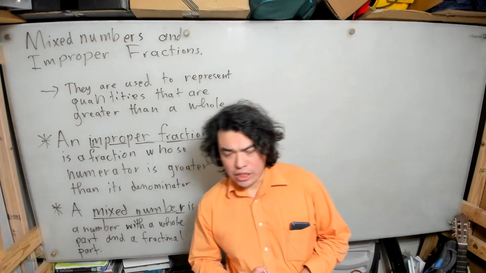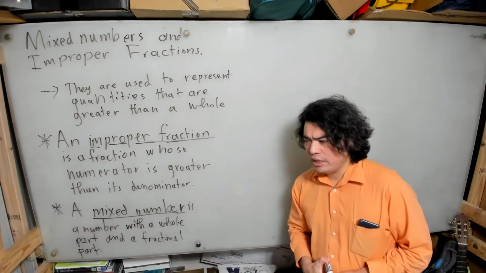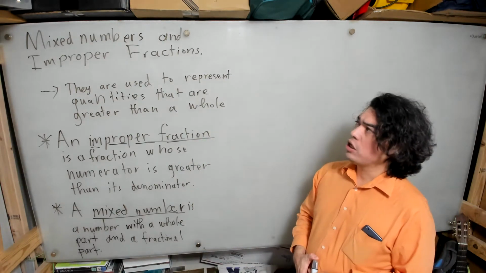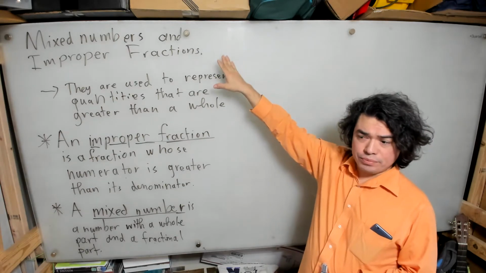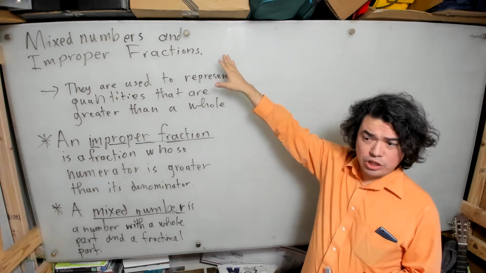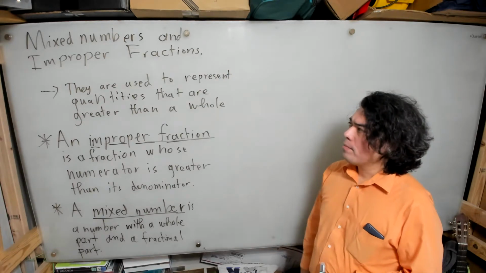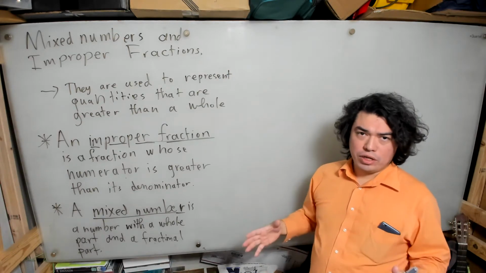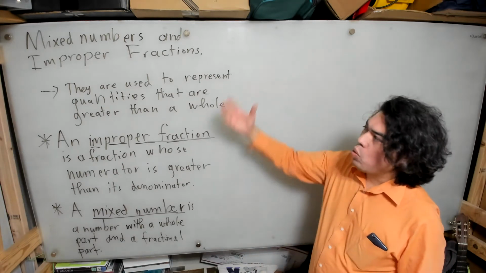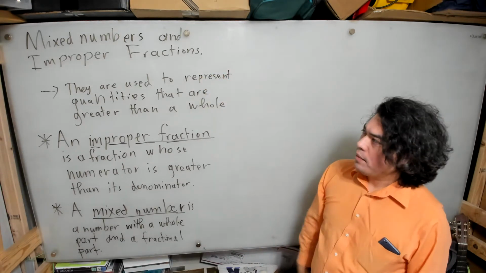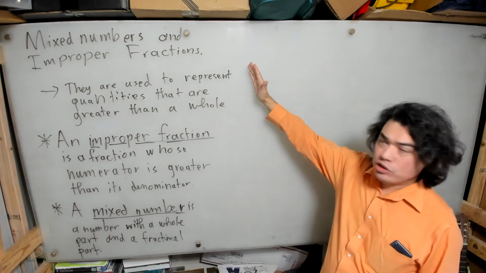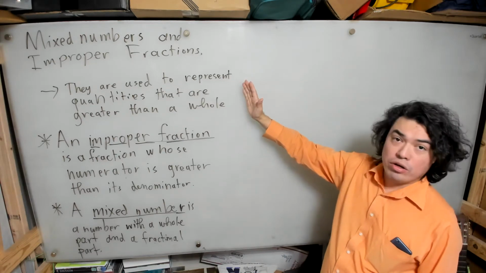Now, in this lecture, we're also going to talk about how we convert from mixed numbers to impropers. But in future lectures, we're going to show how to go from impropers to mixed numbers. Okay, so now let's talk about what these mean. What are mixed numbers and improper fractions? Mixed numbers and improper fractions are used to represent quantities that are greater than a whole.